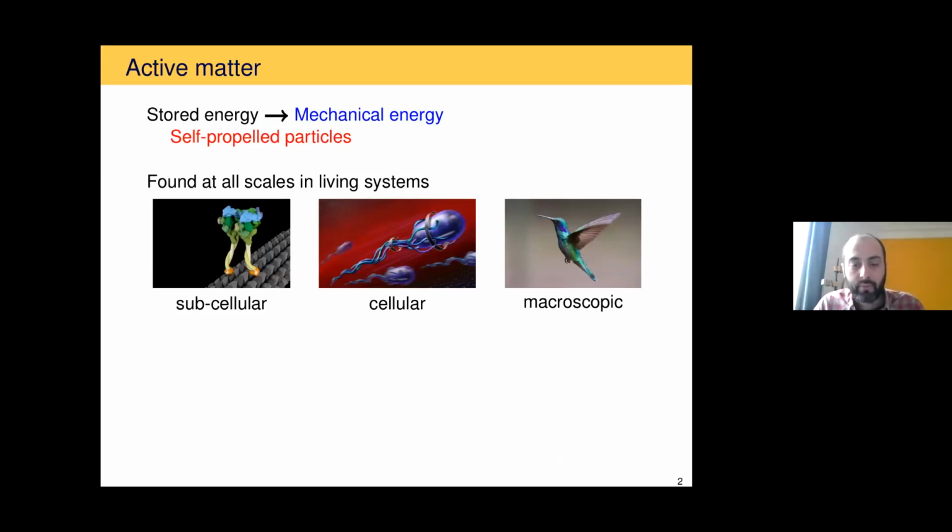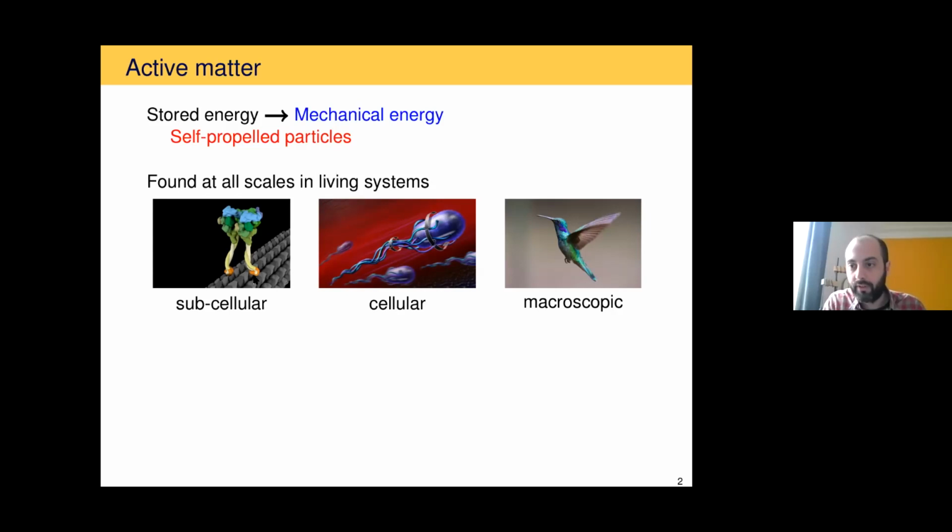So active matter is made of active particles, and each particle is able to convert the energy that's stored in the environment into mechanical energy. So to be concrete, these particles consume some kind of fuel to self-propel, to move. So you find that at all scales in living systems.